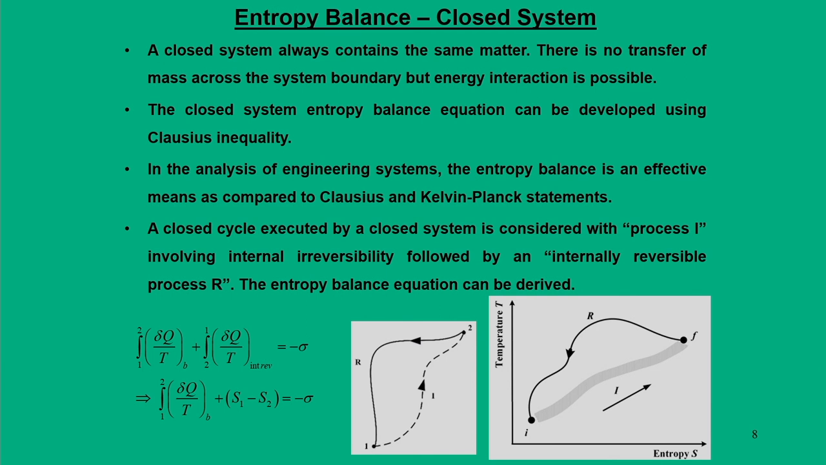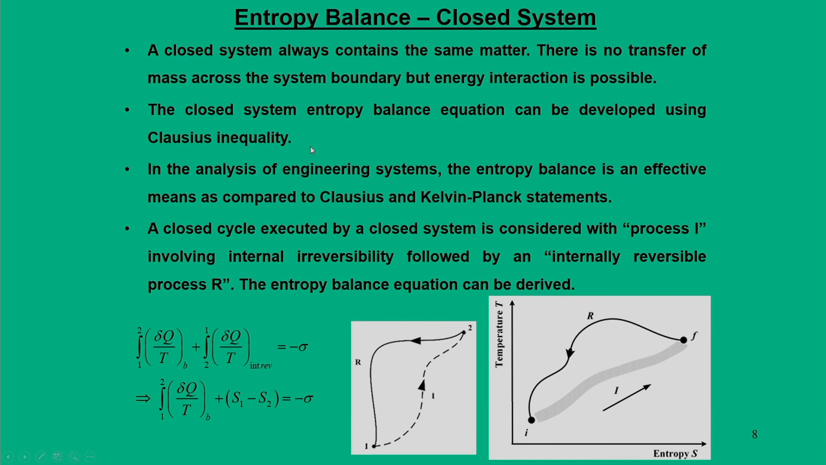Now, let us see how you are going to frame an entropy audit for closed systems. By closed system I mean a system that contains the same matter and there is no transfer of matter across the system boundary, but energy interaction is possible. So, there is no mass transfer, but energy interaction is possible. For such systems we are going to find the entropy balance equation. For that we have the fundamental expression which is called the Clausius inequality.